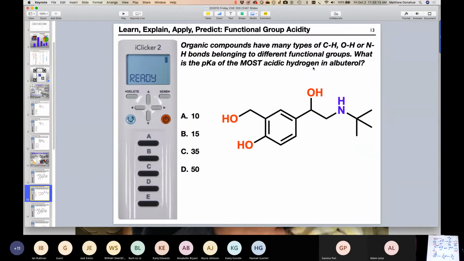In this molecule albuterol, this question is asking you, what is the pKa of the most acidic hydrogen? So again, you have alkane CHs, you have an amine NH, you have alcohol OH, and then this alcohol OH. The alcohols are differentiated from one another in that this one is attached to the ring, and so it becomes more acidic due to this resonance that we've shown. So the correct answer for this one is A, 10.